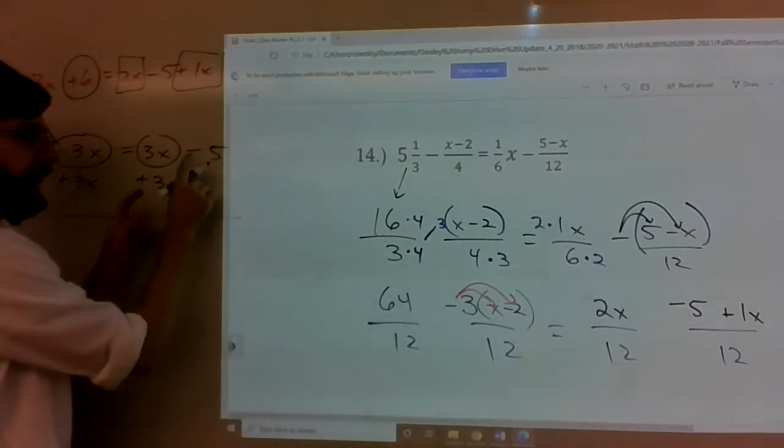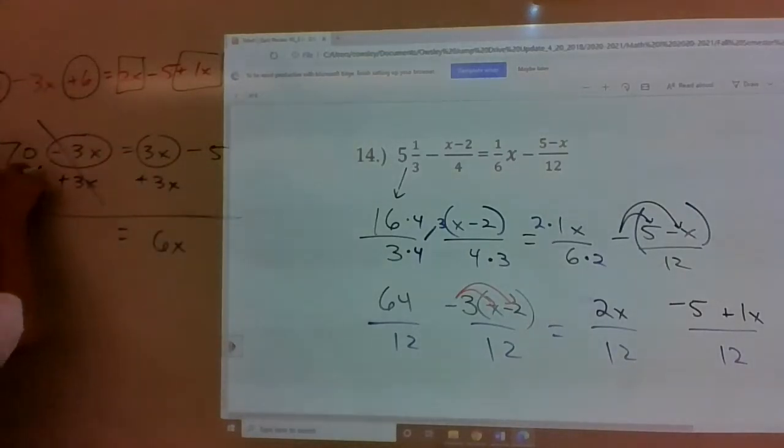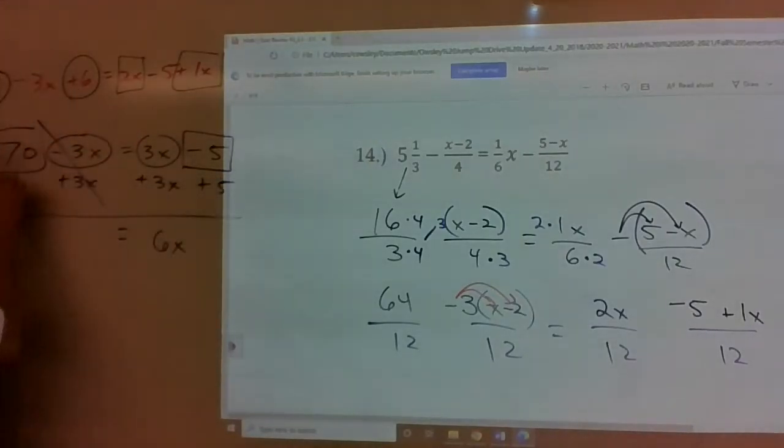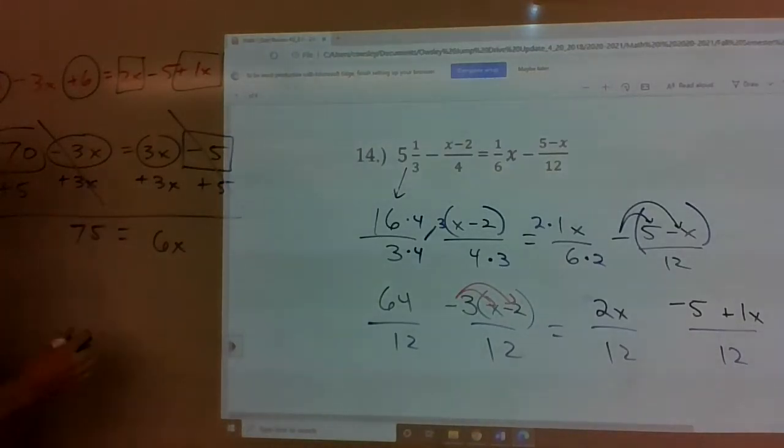And now I'm going to highlight the negative 5 with the 70. Okay, these are like terms. I got to move it from one side to the other, so I'm going to add 5. Add 5, cancels it on the right. 70 plus 5 is 75. And then you just divide by 6.